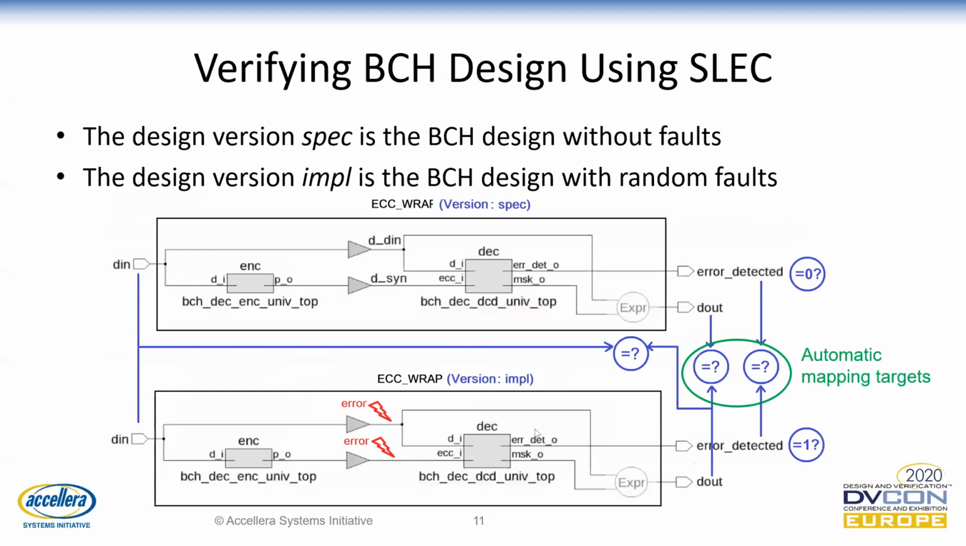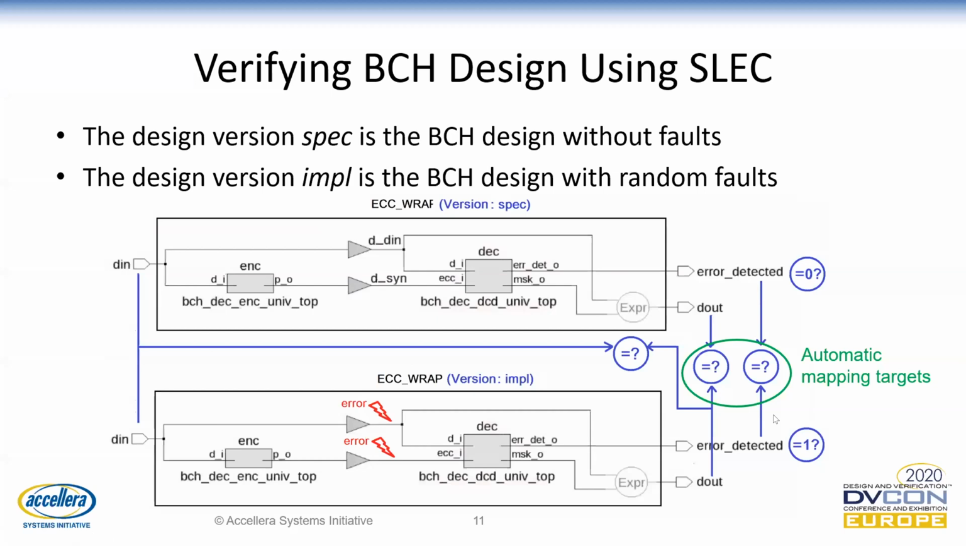Verifying BCH design using SLEC. We provide two BCH design versions to SLEC. The version spec is an original BCH design without faults. The version inj is the BCH design with random faults. We insert random faults to the inj version in a way similar to what we did for running property checking. For the BCH design, SLEC automatically maps and ties DIN and drives them the same, and also automatically maps dout and error_detected as verification targets.